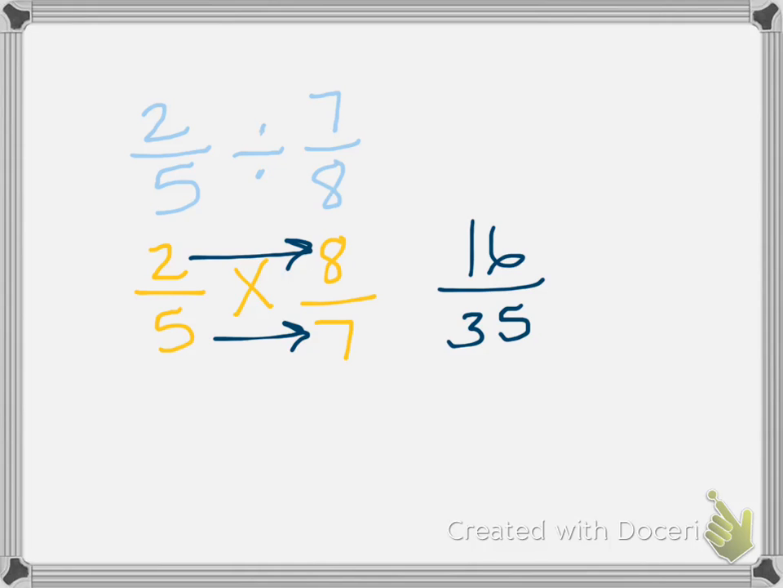I don't have an improper fraction, so all I have to ask myself is, is there anything I can count by to get to 16 and to 35 to simplify this? Well, this is even and this is odd, so I know I can't count by 2's, and I can't count by 3 to get to either of these numbers. This is actually in simplified form. Your turn to practice.